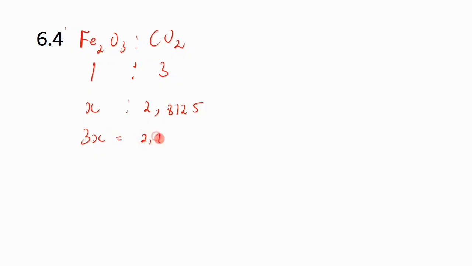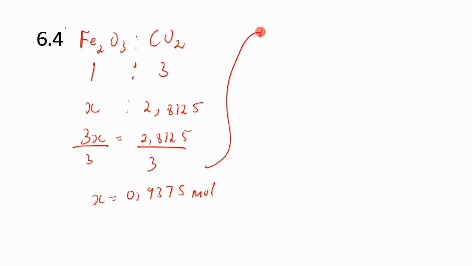So it's 2.8125, and then we divide both sides by 3, and then our X is equal to 0.9375 mole. Again, I'm avoiding rounding off to 2 decimal places. It is not the final answer, right? So now that we have this, what can we do?